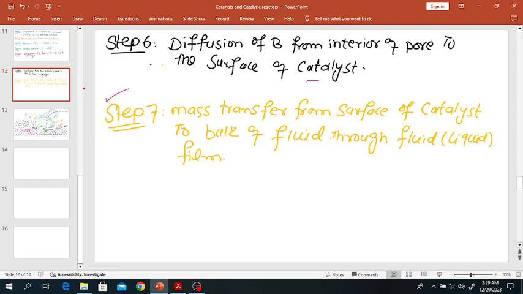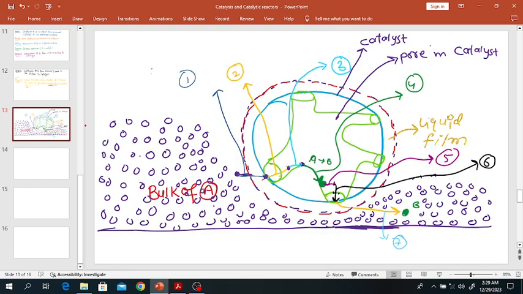And in the last step, mass transfer of component B from the surface of the catalyst to the bulk fluid around the catalyst. So mass transfer from the surface of the catalyst to the bulk fluid through the liquid film which is around the catalyst particle. We will discuss these steps in this figure.